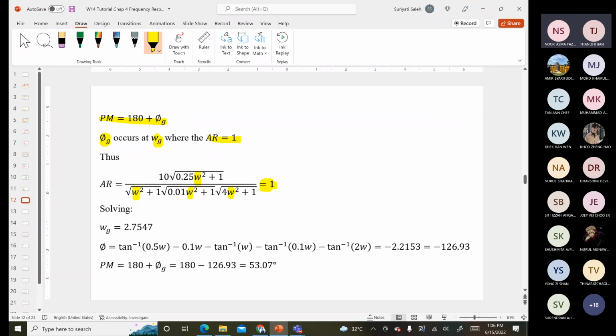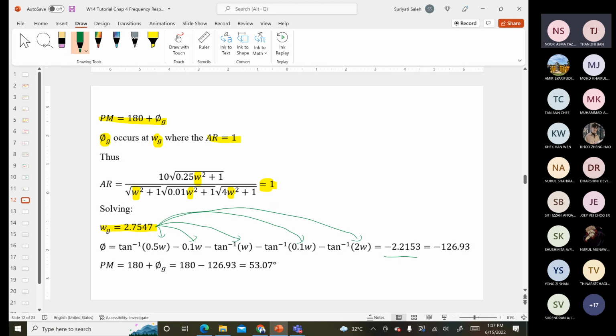Similarly, you use the calculator with the shift solve button and then you get the WG equal to 2.757. Once you obtain this one, we put it inside our equation. Now we want to find the angle, so we use the phase angle equation. And we find that when we put 2.7547, we get the angle negative 2.2153.